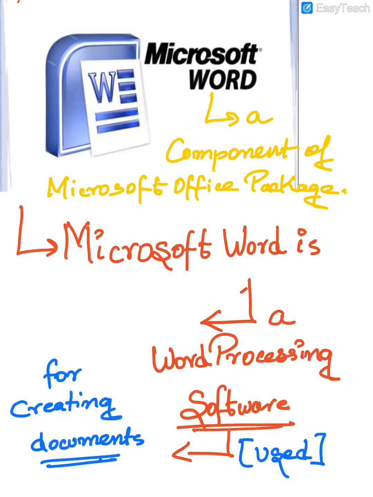So what is Microsoft Word? We all know that Microsoft Word is a component of the Microsoft Office package, which is a word processing software. Now, what is a word processing software? They are those softwares that are dedicated to creating documents and processing different words. Okay, that is their main objective.